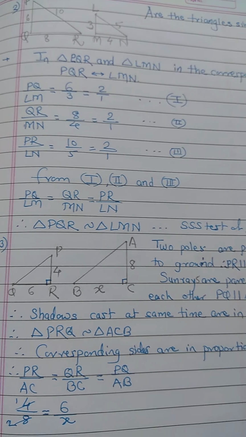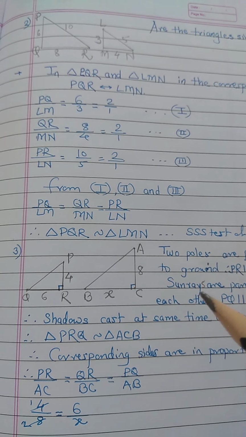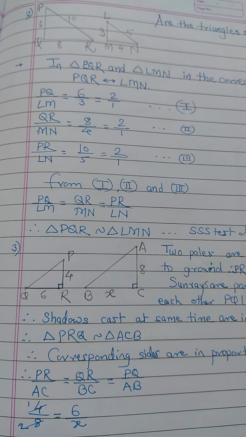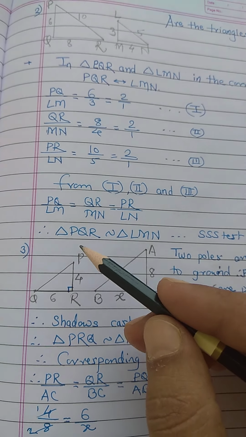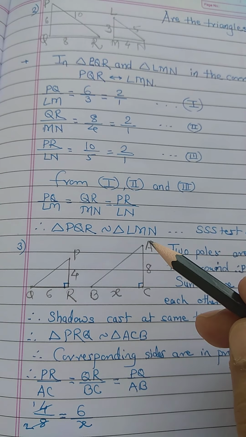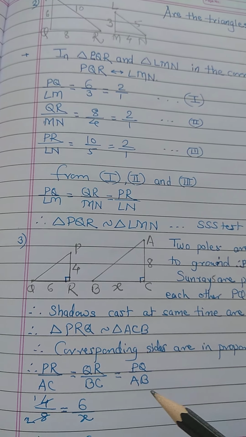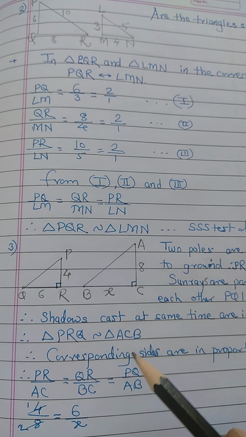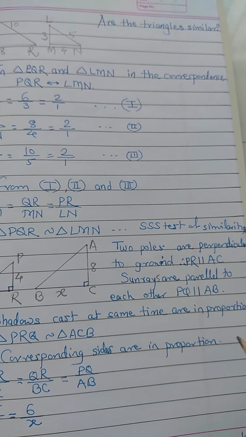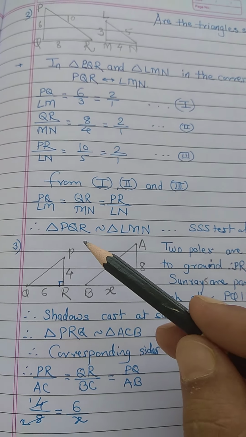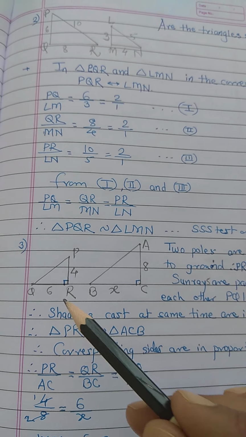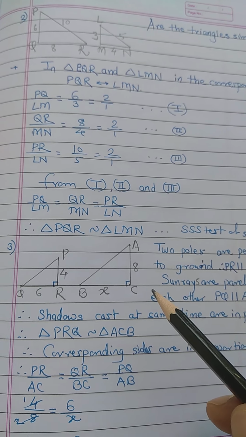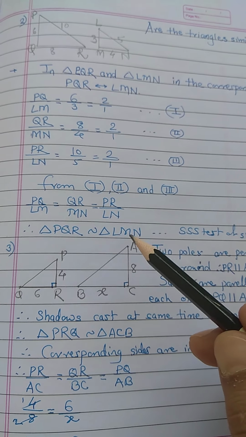Hence, we can conclude that the shadows cast at the same time should be in proportion, and they are always in proportion. The shadow cast at the same time is always in proportion. Therefore, triangle PRQ is similar to triangle ACB. If triangles are similar, then corresponding sides are in proportion. Therefore, PR upon AC is equal to QR upon BC is equal to PQ upon AB.